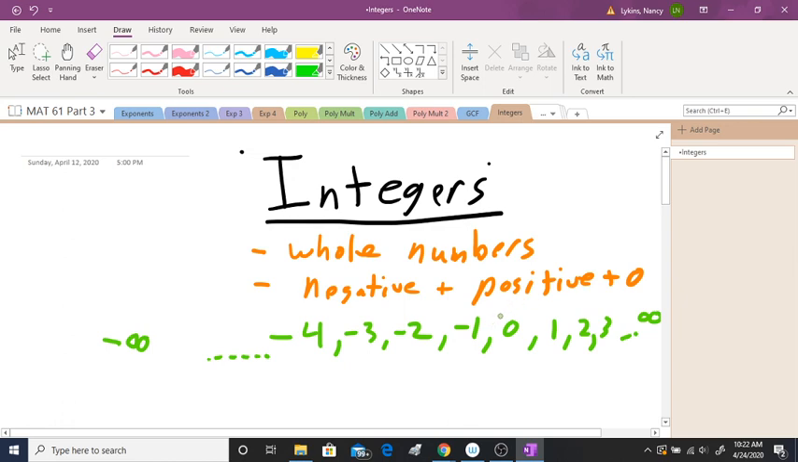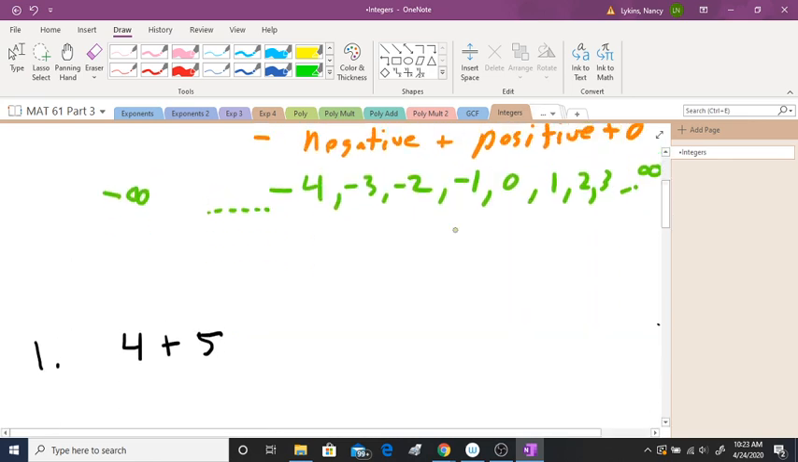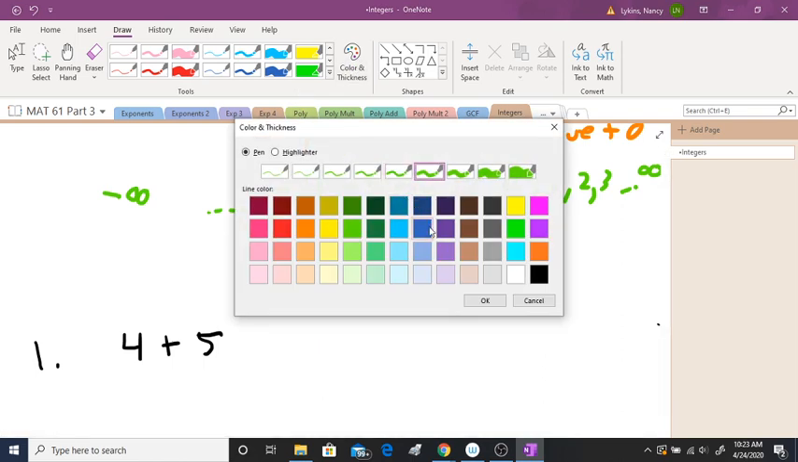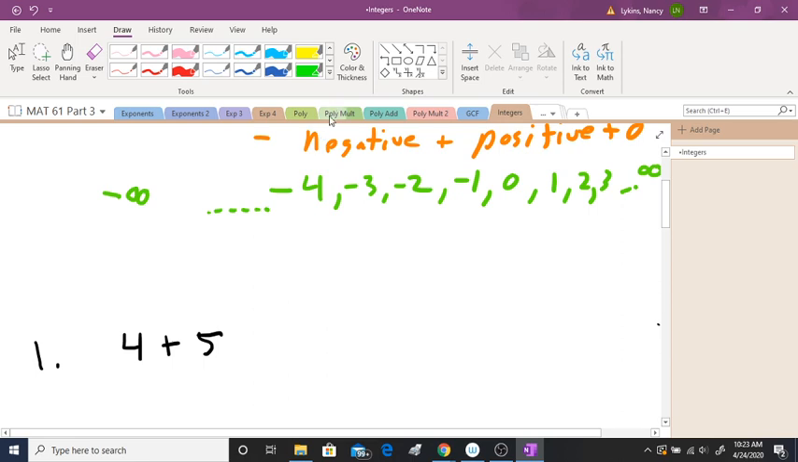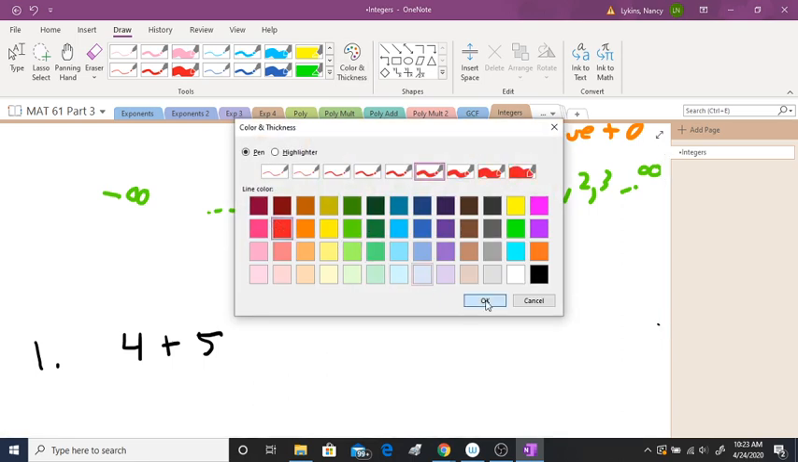Now, some of us struggle with integers as far as adding and subtracting. So I'm going to clarify this a little bit. We do have 4 plus 5. Now I know a lot of us in here are going to go ahead and tell me that the answer is 9.